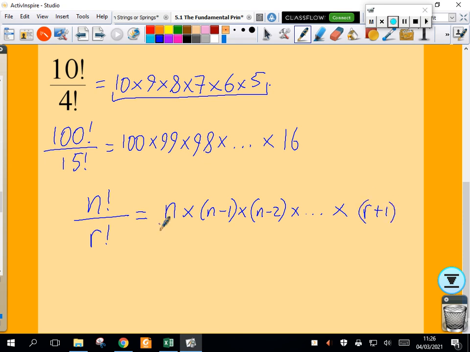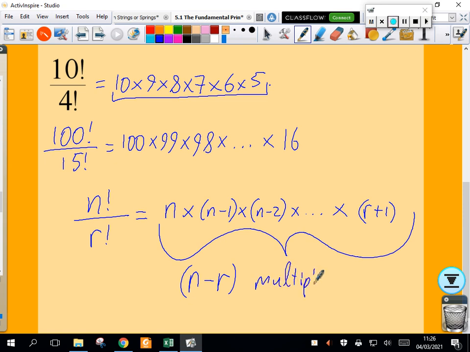How many terms will there be altogether? How many numbers altogether multiplying? Well, there'll be n minus r multipliers in that list. So well worth remembering that. Learn the pattern, it will help you. You'll be dealing with factorials quite a bit, so it helps you work out things a little bit quicker.